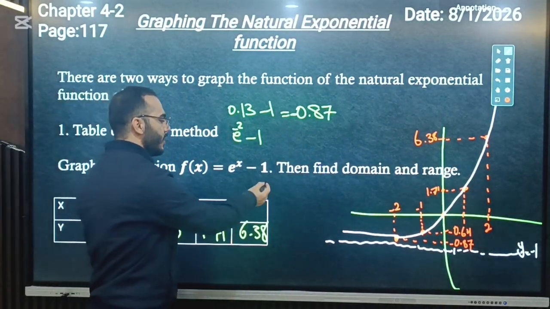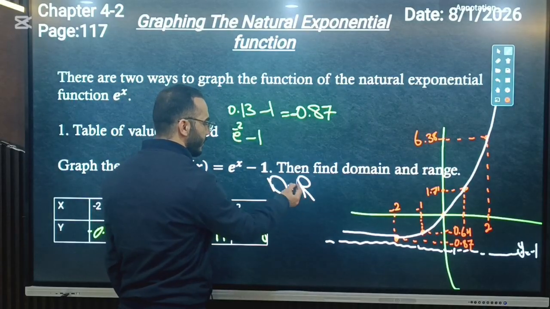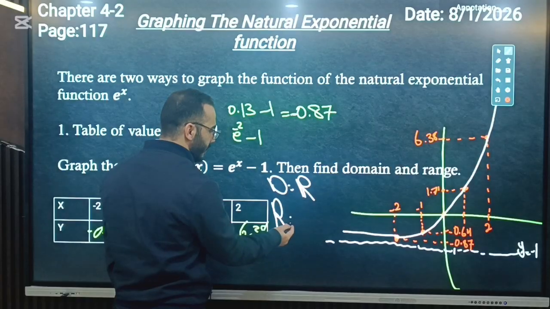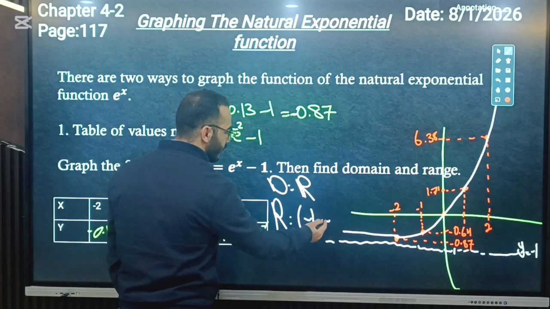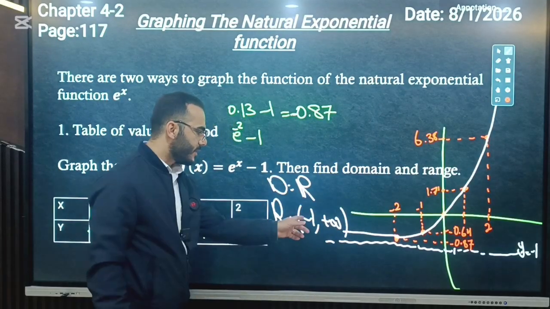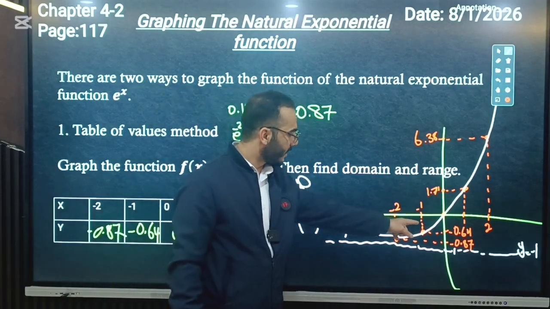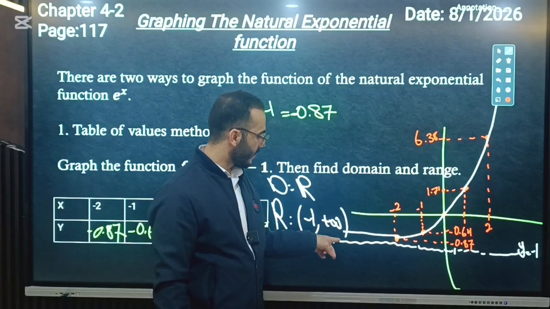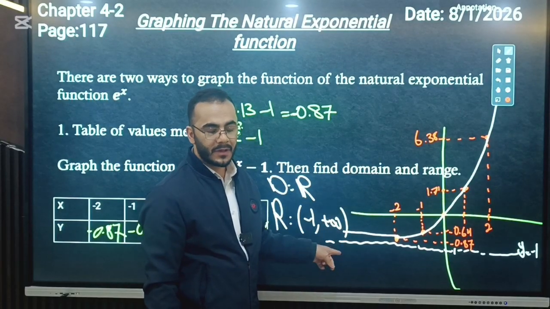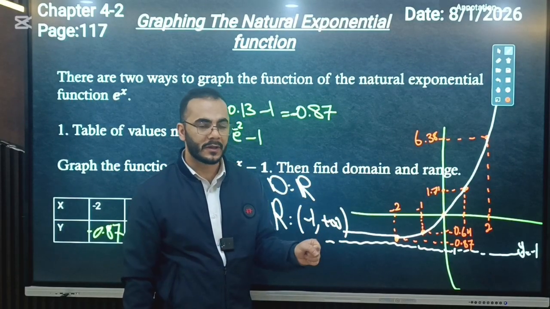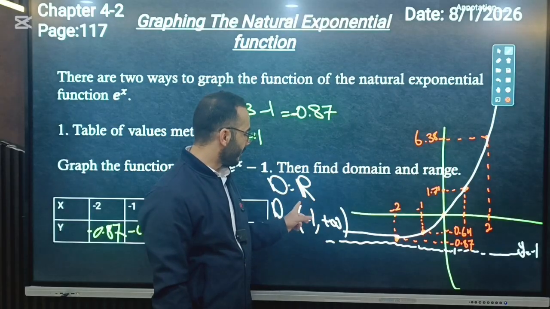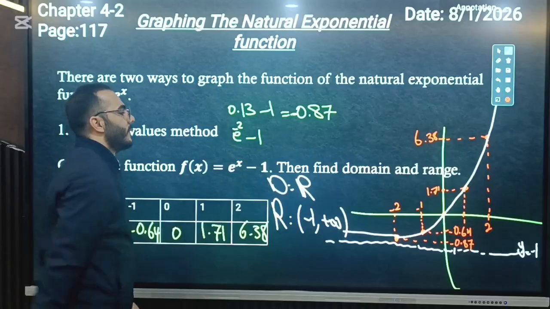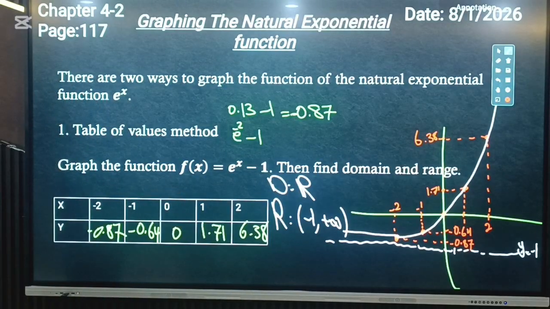Domain is all the real numbers because it's an exponential function. And the range is from negative 1 to positive infinity. Why negative 1? Because as you can see, the graph tends to negative 1 on the y-axis, but it's never going to touch y equals negative 1. That's why we say it's from negative 1, open interval, to positive infinity, because it goes up. And this is the story of graphing this function.